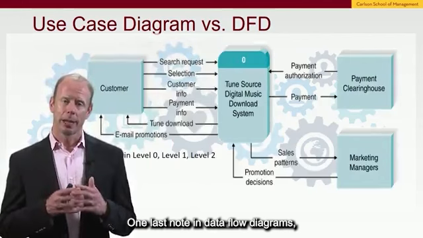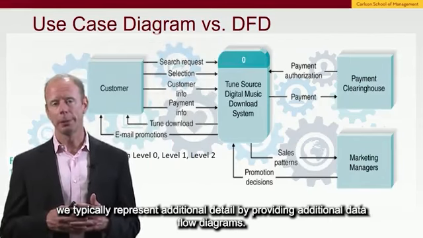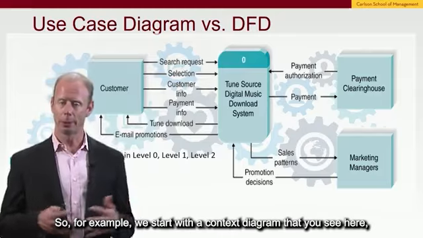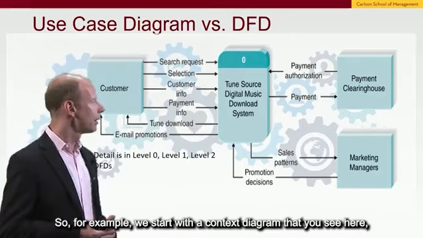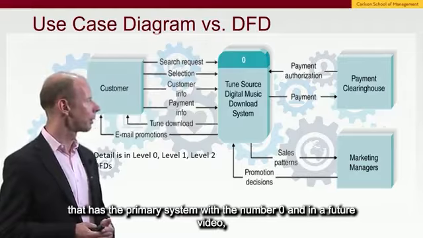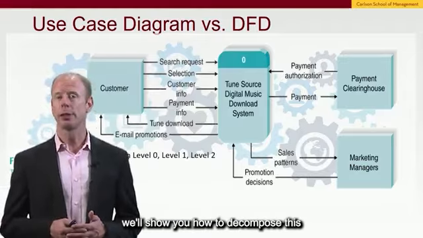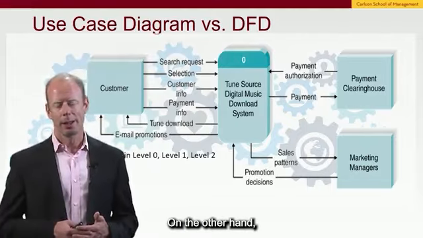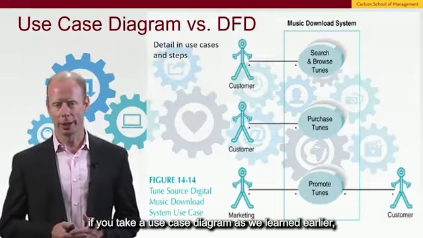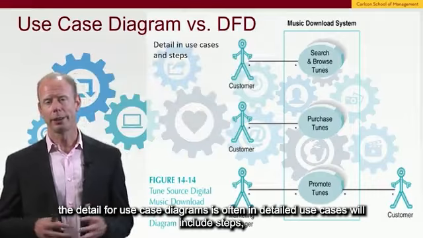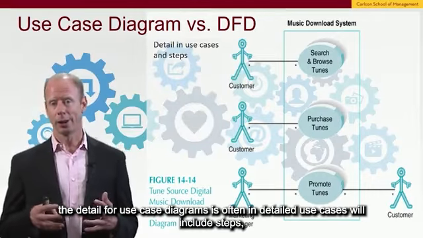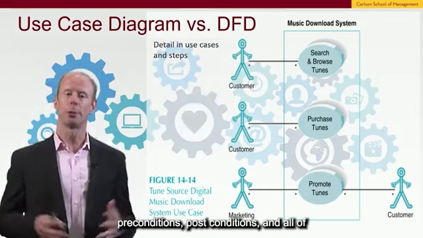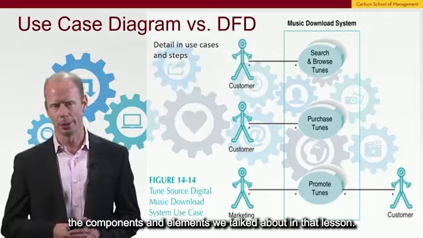One last note, in data flow diagrams, we typically represent additional detail by providing additional data flow diagrams. So for example, we start with a context diagram that you see here that has the primary system with the number 0. And in a future video, we'll show you how to decompose this into additional diagrams that provide additional detail. On the other hand, if you take a use case diagram, as we learned earlier, the detail for use case diagrams is often in detailed use cases, which include steps, preconditions, postconditions, and all of the components and elements we talked about in that lesson.